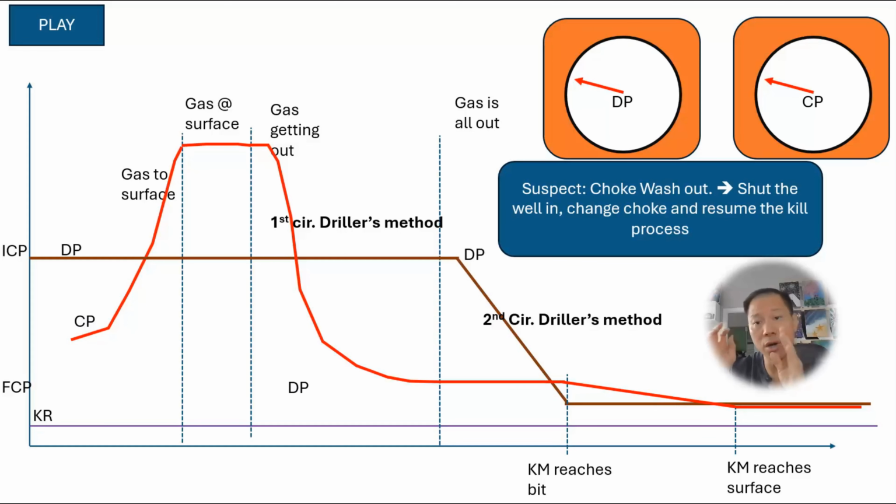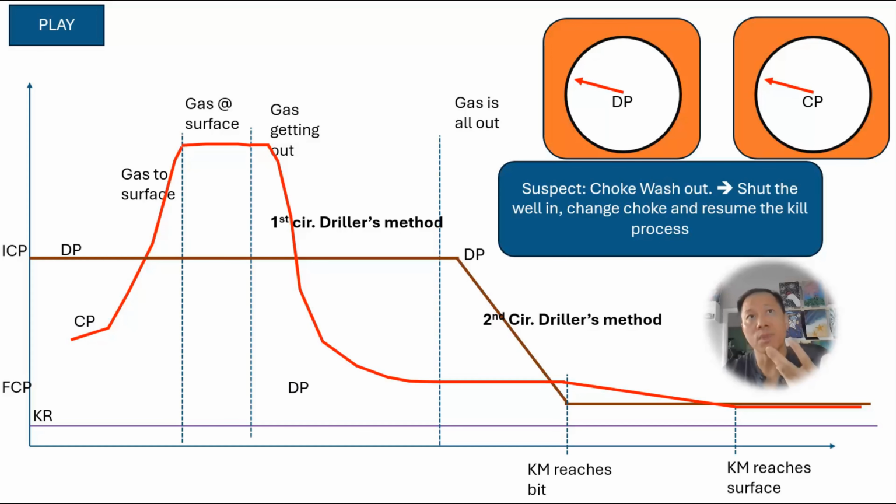Okay? During the process of kill mud traveling up from the bit in the annulus to surface, you will see the casing pressure gauge keep dropping, slowly dropping, until the kill mud reaches back to surface. You will eventually see the casing pressure gauge and drill pipe pressure gauge are approximately the same, showing very close values together. Okay, because there is no more influx in the well, and the well now is overbalanced.